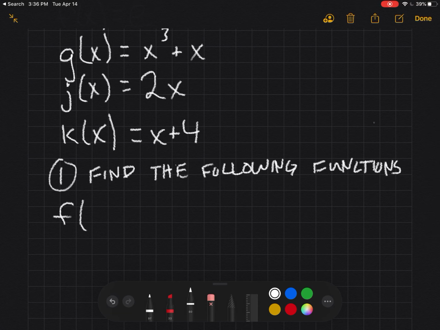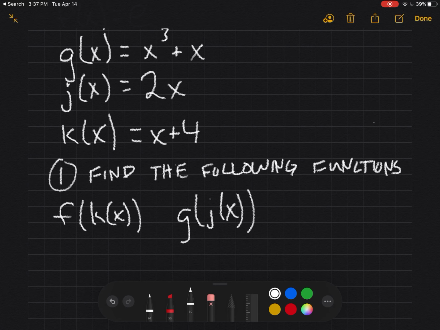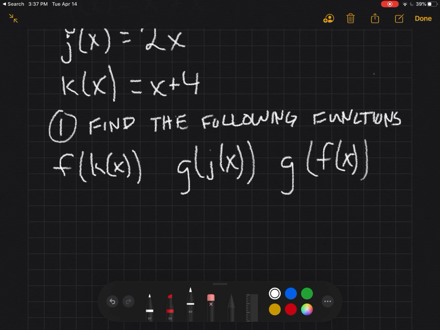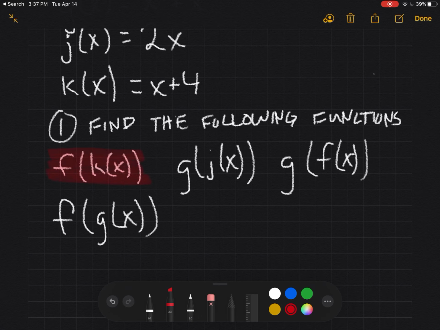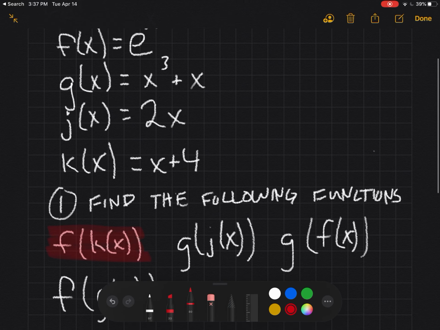the following functions. I want you to do f of k of x. I want you to find g of j of x. I want you to find g of f of x. And I want you to find f of g of x.